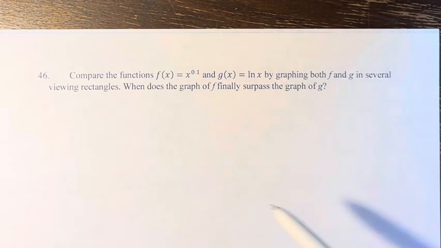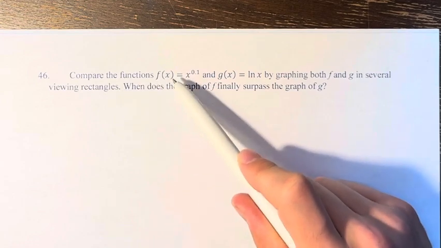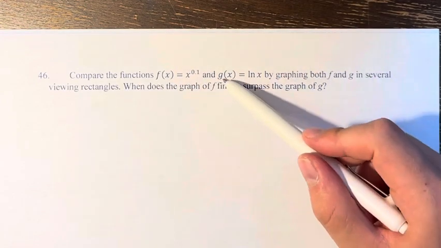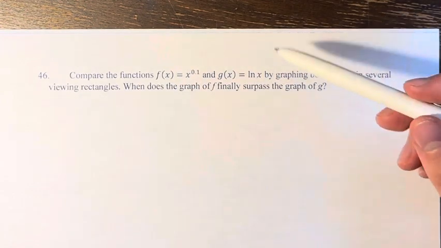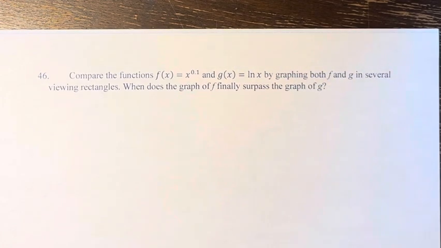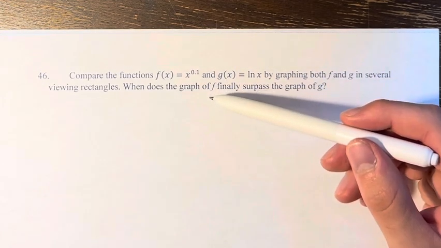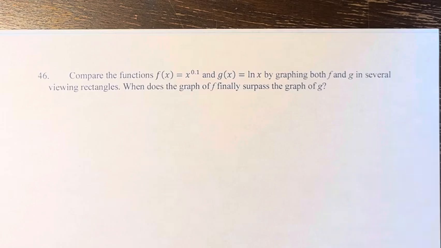In this problem, we're asked to compare the functions f of x is equal to x to the 0.1 and g of x equals ln of x by graphing both f and g in several viewing rectangles, and we're asked when does the graph of f finally surpass the graph of g.